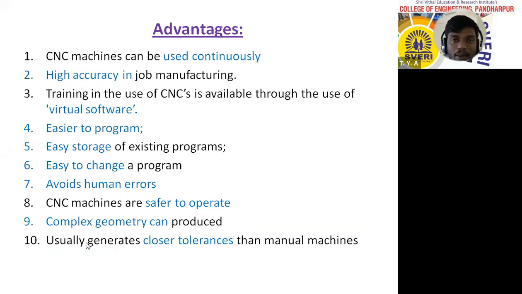So you will get a better accuracy as compared to the conventional machining in terms of human labor. Third is training in the use of the CNCs available through the use of the virtual software. Suppose you are appointed as a CNC operator in one of the reputed MNC companies, and you are joining on your first day. So you should know each and everything regarding that CNC machine. Until and unless you have taken the training from that official company, you are not able to start the machine. So for that purpose we have to appoint one trainer person. Physically he or she will give the training to you.